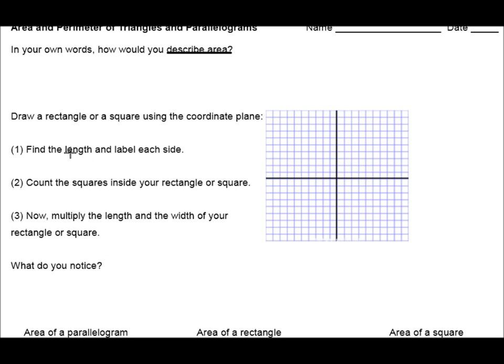Following the steps below, I'd like for you to draw a rectangle or a square using the coordinate plane. Now I'd like for you to find the length and label each side. So find the length of each side and then label each side. This can be done by counting the coordinates because we have horizontal and vertical lengths. You don't need to use the distance formula.